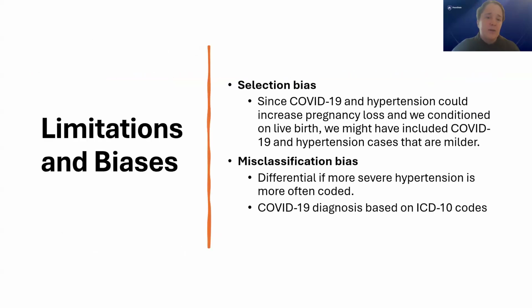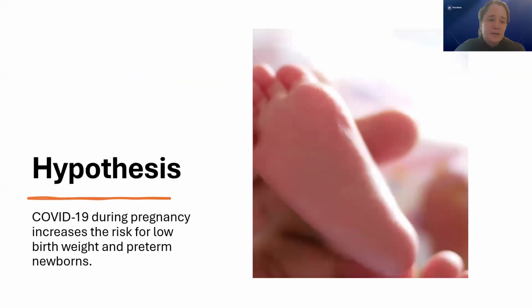So again, our selection bias: since COVID-19 and hypertension could increase pregnancy loss and be conditioned on live birth, we might have included COVID-19 hypertension cases that are milder. Misclassification bias due to our reliance on EHR data for both our exposure and outcome. And finally, our final hypothesis that I was bringing today is that COVID-19 during pregnancy increases the risk for low birth weight and preterm newborns.